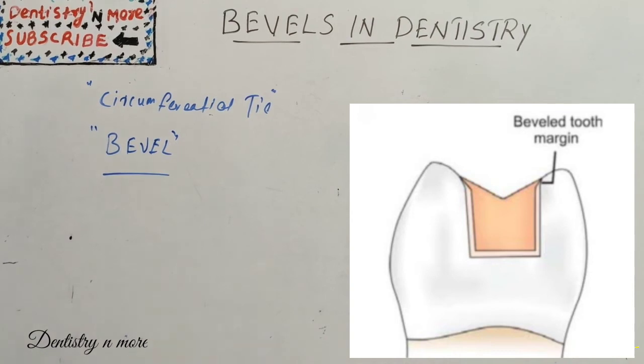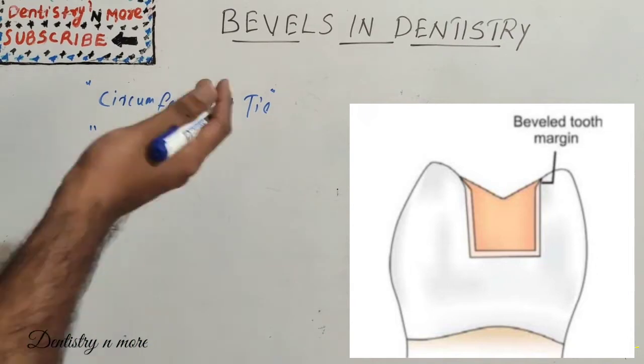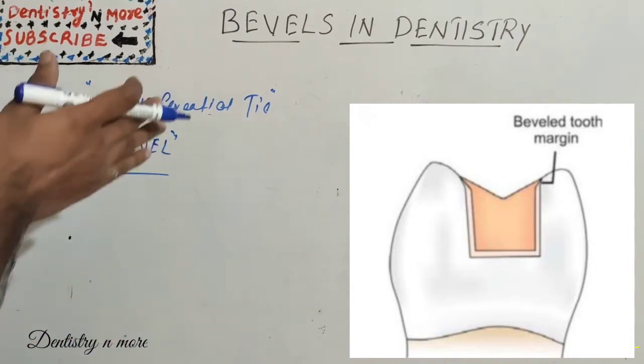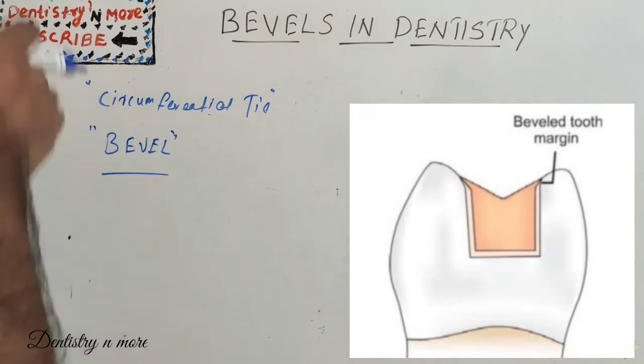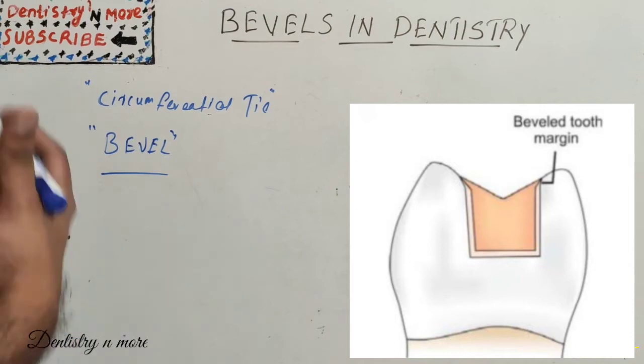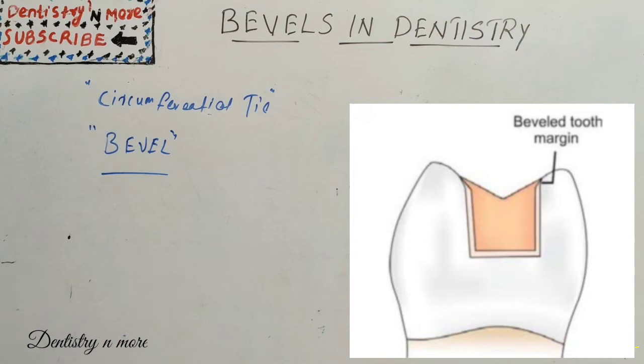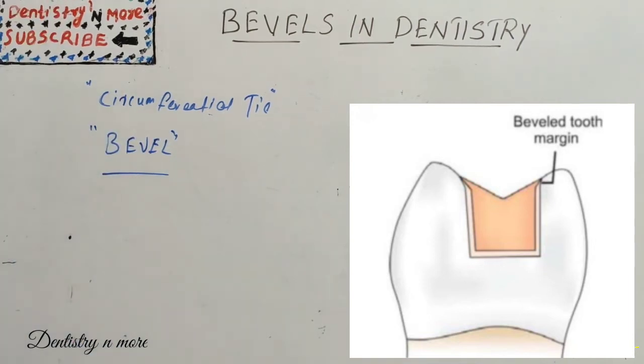So now they are placed at various surfaces of prepared teeth. Before, it was just placed on the cavosurface margin, that is the future junction between the restoration and tooth. But now it is placed at various surfaces of the prepared teeth. And the bevel is defined as any abrupt incline between the two surfaces of a prepared tooth or between the cavity wall and the cavosurface margin in the prepared cavity.